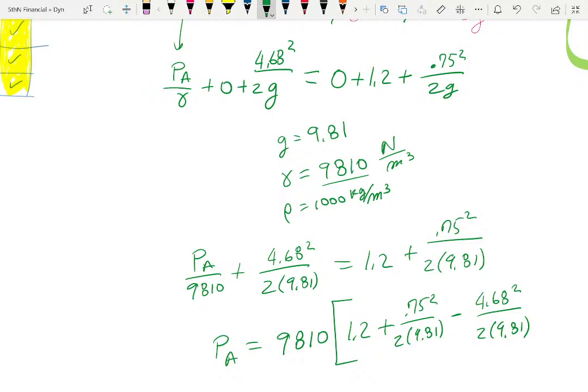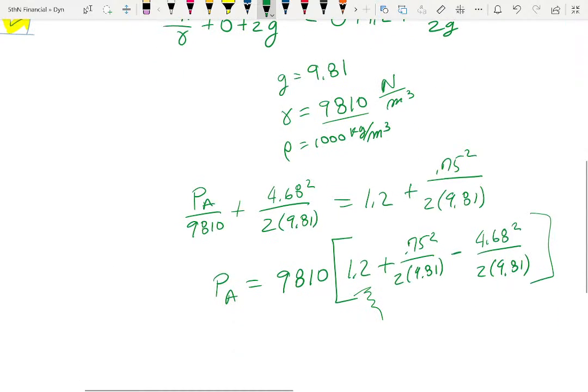Let's see. Oh, I forgot to put the bracket. Velocity is going to be much faster through there, so probably there's going to be a tiny amount of a vacuum, maybe, depending on this number. It depends a lot on that number. I don't know what that's going to be.